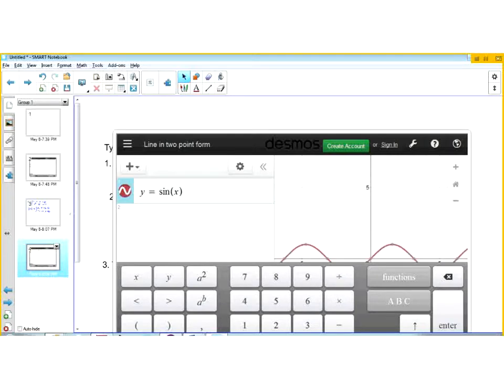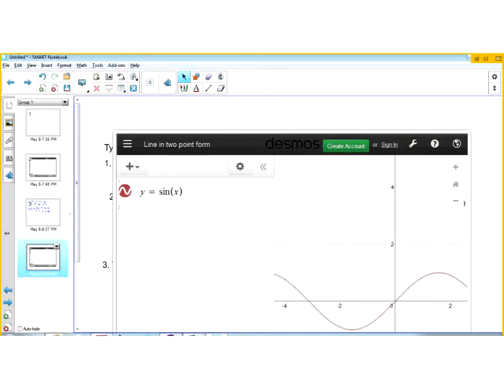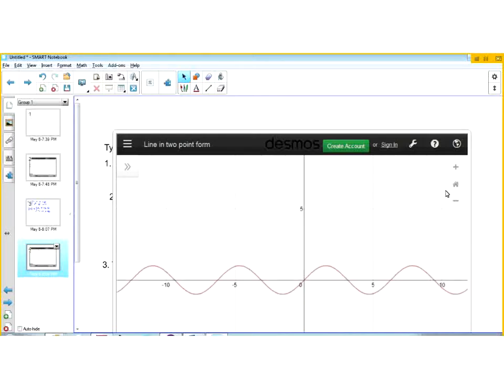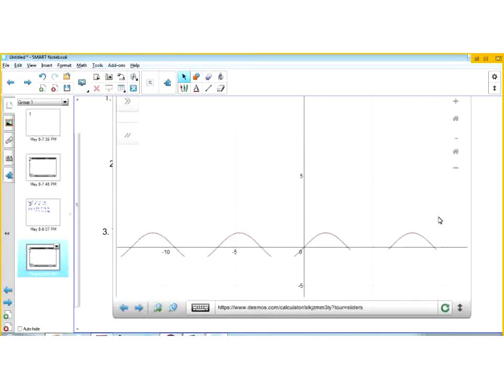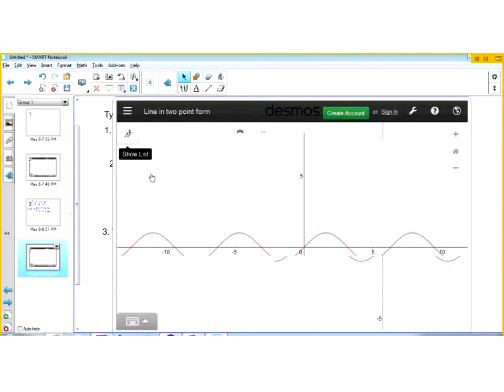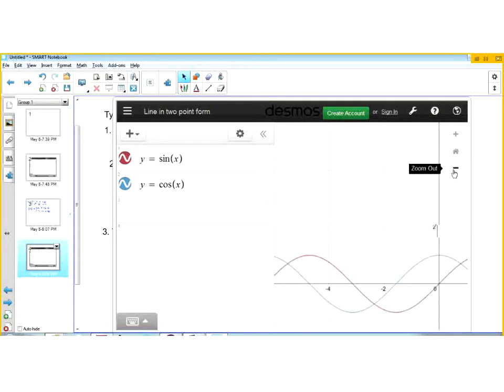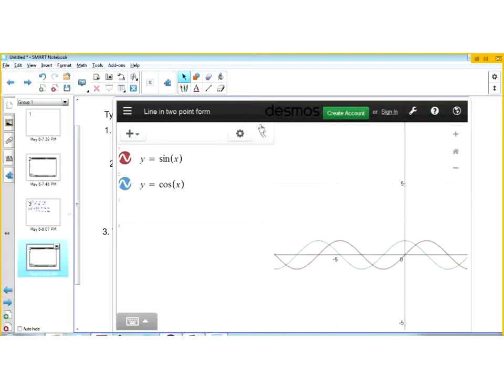All right, so say, for instance, y is equal to sine x. The red curve shown on this graph is y equals sine x. How about y equals cosine x? So y equals cosine x would be the blue curve as shown on this graph.